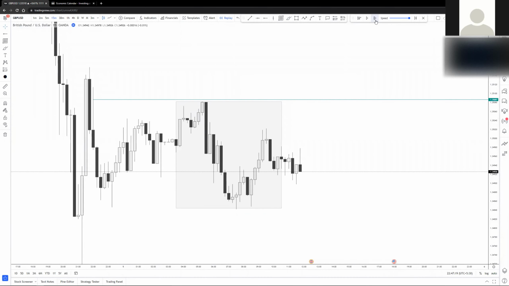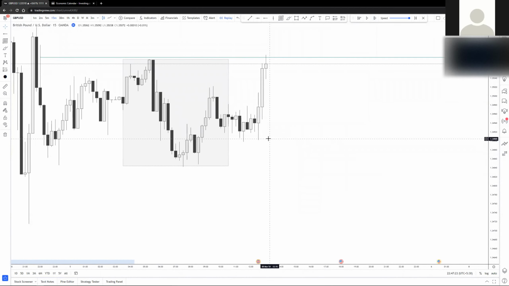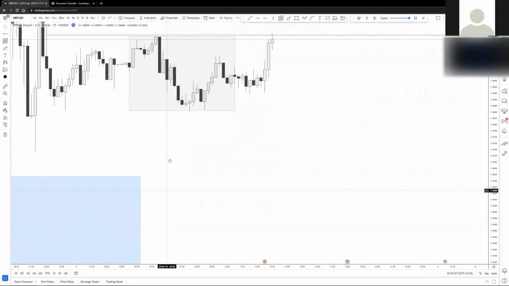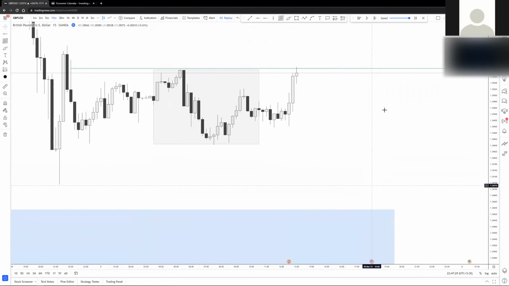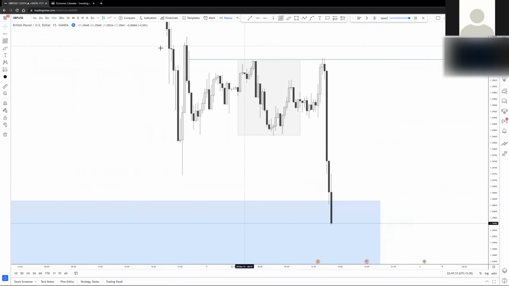Because I did not want to risk my money. But then look at that. Look at the timing. 15 minutes before London open, it tapped into my point of interest. It tapped into my point of interest and melted.